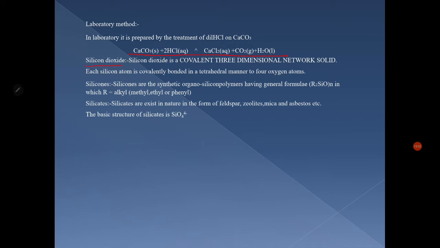Next is silicon dioxide. Silicon dioxide is a covalent, three-dimensional network solid. Each silicon atom is covalently bonded in a tetrahedral manner to 4 oxygen atoms. Next are the silicones. They are a group of organosilicon polymers which have R2SiO as a repeating unit. The starting materials for the manufacture of silicones are alkyl or aryl substituted silicon chlorides, where R is an alkyl or aryl group.